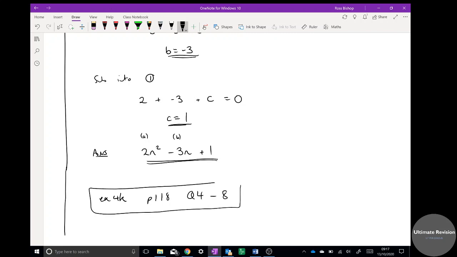Okay, and well done, that is chapter 4 finished. So we will be moving on next time, but that is really good. We're about halfway through the course, so well done guys, and keep going.